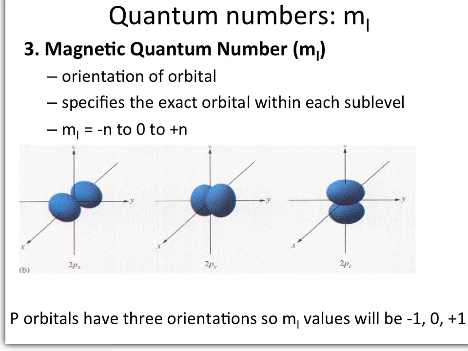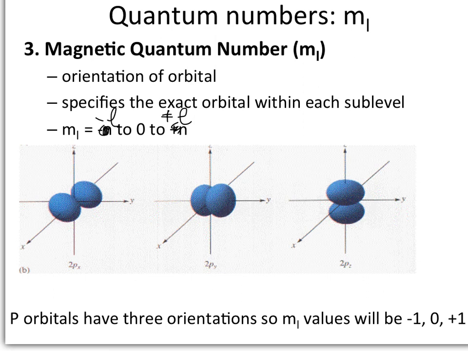So we can decide, are we looking at an electron that's in the px, py, or pz orbital? And basically, in order to get our values, we need to utilize our L values that we just discussed on our last slide. So actually, this should be negative L to positive L.